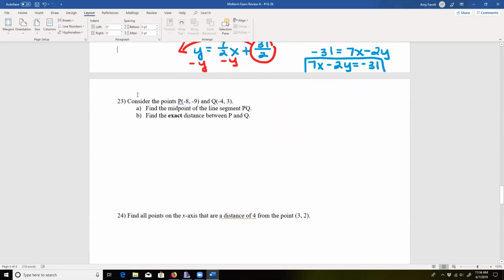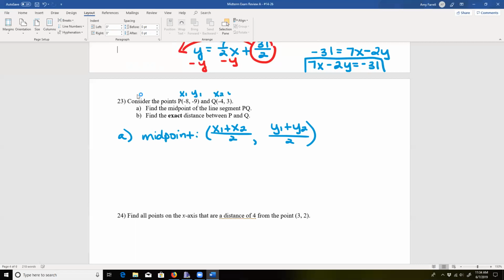Number 23 is just having you apply some formulas. In part A, the midpoint formula is (x1 plus x2 divided by 2, comma, y1 plus y2 divided by 2). So just having you apply that formula.